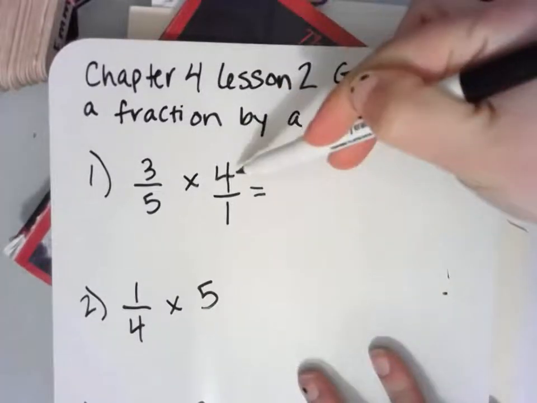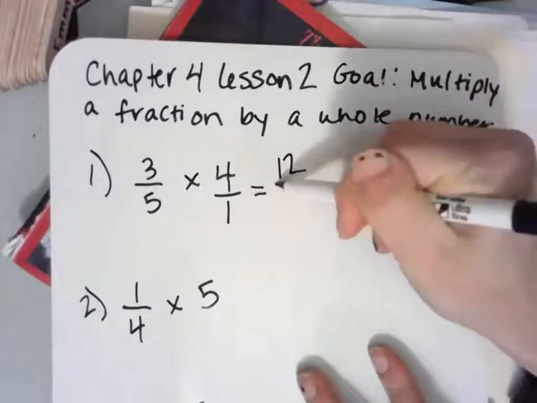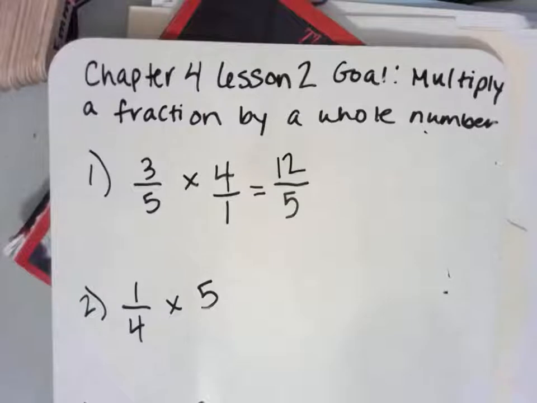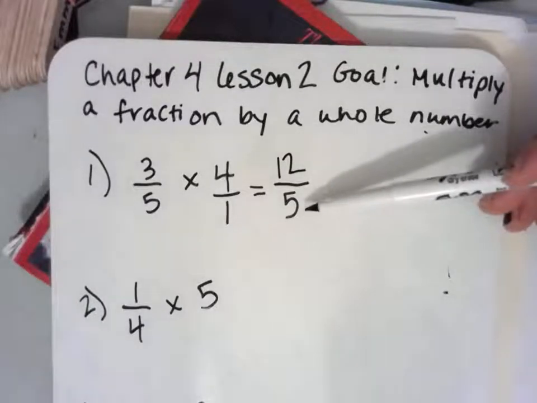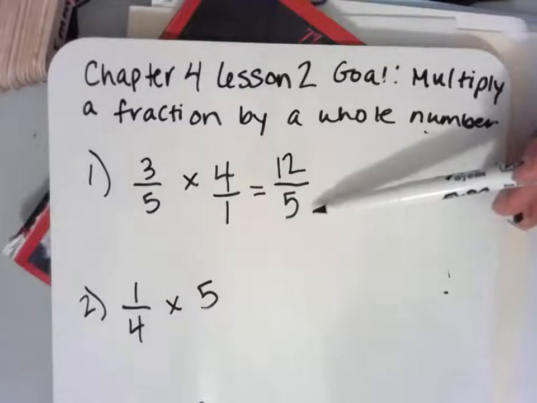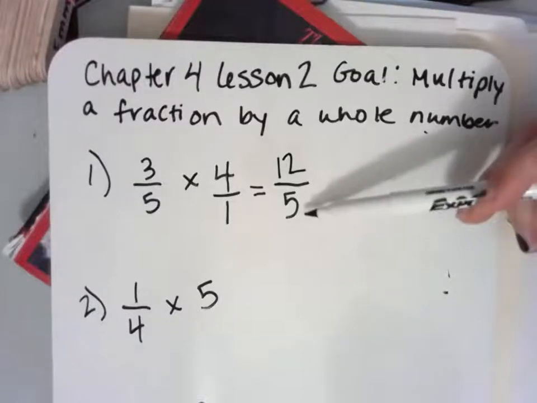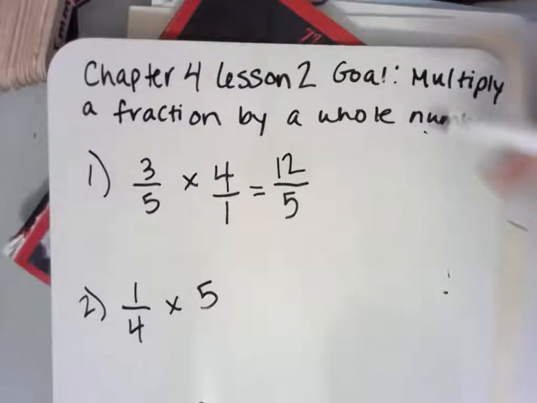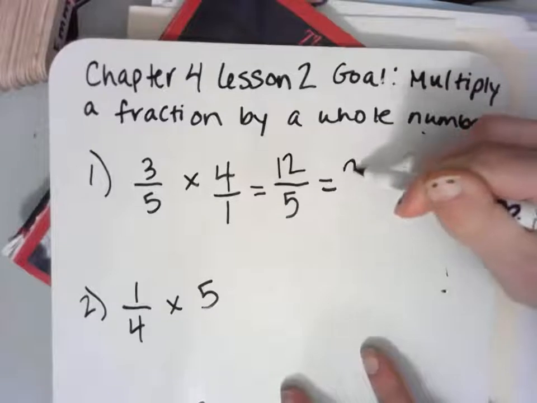3 times 4 is 12. 5 times 1 is 5. Now, that is an improper fraction because my numerator is greater than my denominator. So now I need to turn it into a mixed fraction. In order to do that, you think, well, how many times can 5 go into 12 without going over 12? Well, 5 can only go into 12 twice.